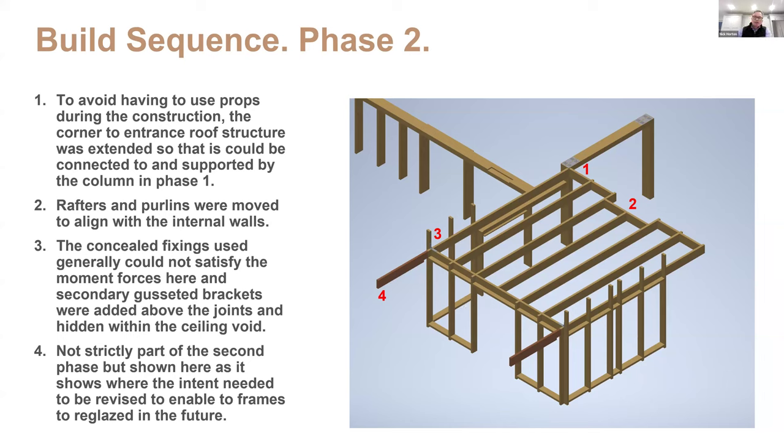Dip through this a little bit. The interesting thing here is, if we could just go to item number three, we came up with a constraint on site whereby we couldn't fit a concealed fixing capable of holding the bending moments into the section that we were using throughout the building. So this is one of the few instances, and we'll go through the others quickly in the next few slides, where we had to use a secondary bespoke bracket with a gusset on it, just a gusseted plate. We sat it on top of the beam and the column and rafter, and it was hidden in the ceiling of the building, so not visible thereafter.